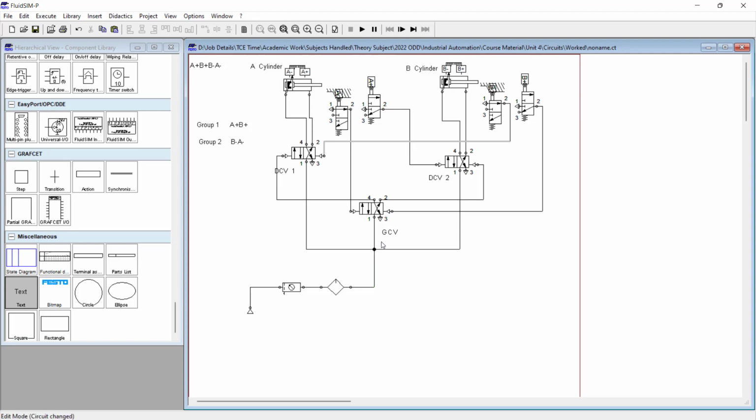Now I need to give the power source for the limit switches in the corresponding group. In group 1 I have A plus and B plus. So this is A plus and this is B plus. These two limit switches get power from power line 1. The power line that comes from port 4 is power line 1. Okay.